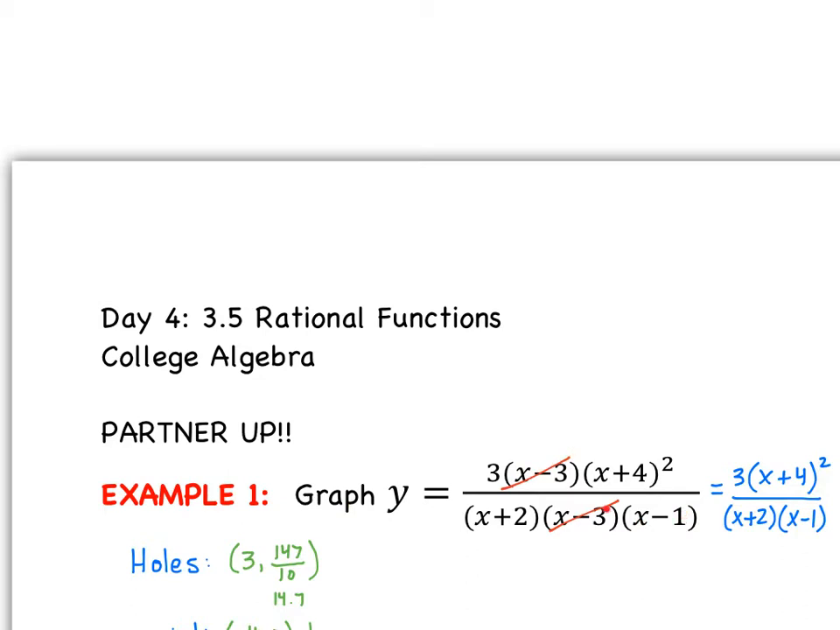We can cross off our x minus 3, so that's going to lead us to a hole. So our cleaned up version is this guy here. So I want you to determine the holes, intercepts, asymptotes. Does it cross that horizontal asymptote? First, get all of the information, so pause the video and then come back before you graph it.